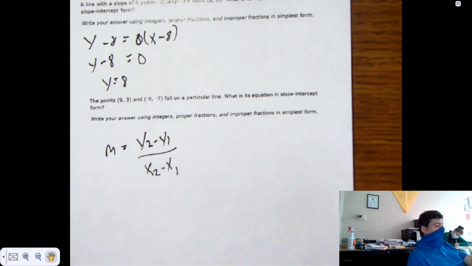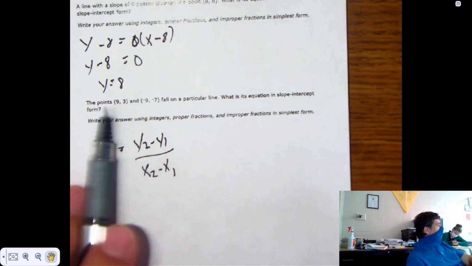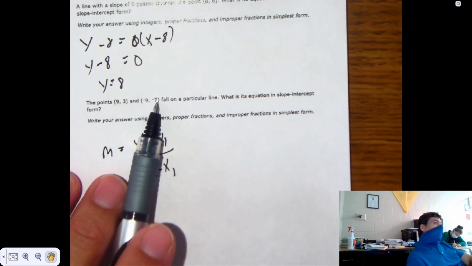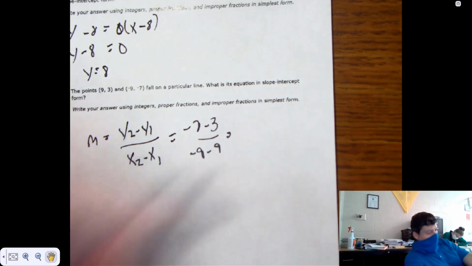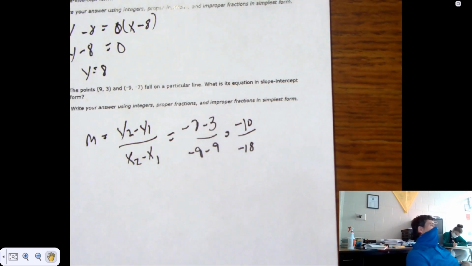I've always worked left to right. And that's the way most people are instructed, left to right. So -7 minus 3, sitting over a -9 minus another 9. -7 take away 3 shall be -10. A -9 take away another 9 shall be -18. And you do simplify. Always simplify. It's going to be positive. It's a negative over a negative. What's 10/18 reduced to? Positive 5/9. Negative over a negative shall be positive. Positive 5/9.